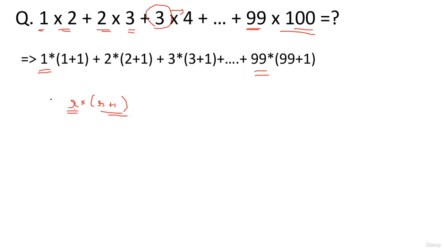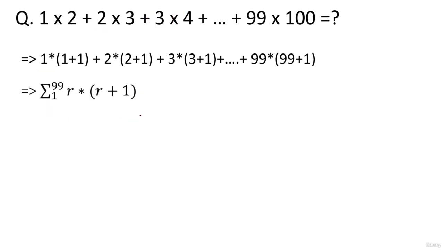So basically your question is nothing but summation of all these terms which are of the form r into r plus 1, such that r is going from 1 to 99, isn't it? This is what is happening here, right? 1 into 1 plus 1, 2 into 2 plus 1, 3 into 3 plus 1. That's how it goes. So you are doing summation of r into r plus 1 such that r goes from 1 to 99. Now if you observe this carefully, this is nothing but r square plus r.